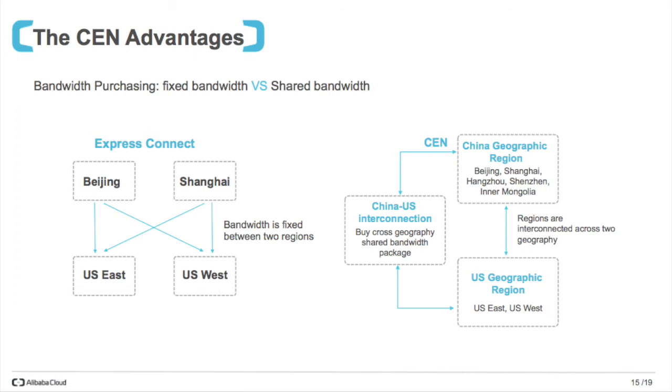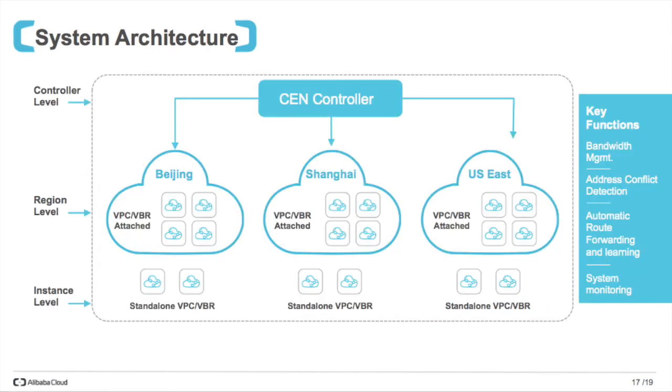The last part is an overview of CEN's network architecture. As we can see here, the CEN controller is a centralized controller, and the controller manages the routes and the network instances. The network instances include the VPC and the VBR.